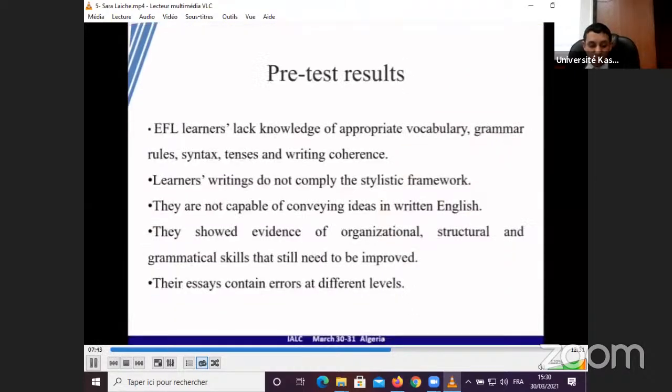The pre-test results: EFL learners lack knowledge of appropriate vocabulary, grammar rules, syntax, phrases, and coherence. Learners' writings do not comply with style. They are not capable of conveying ideas in written English. They showed ignorance of organizational, structural, and grammatical skills that still need to be improved. However, the essays contain errors at different levels.